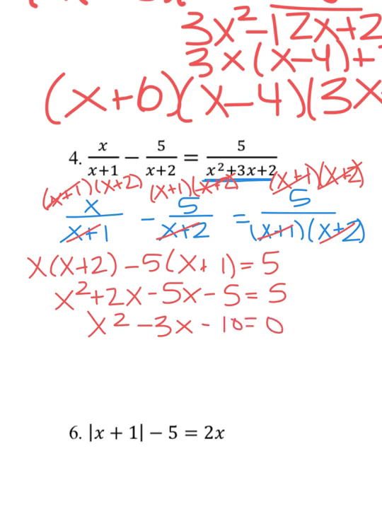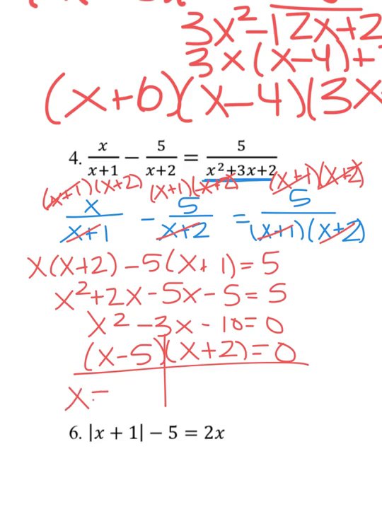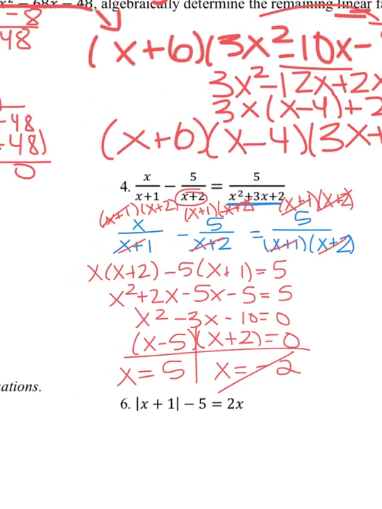So now when I do master product on this, I get x minus 5 times x plus 2 equals 0. Set up the t-chart, so I get x is equal to 5 and x is equal to negative 2. So now the x equals negative 2 gets rejected because negative 2 plus 2 gives me a 0 in the denominator, which we know I can't have.